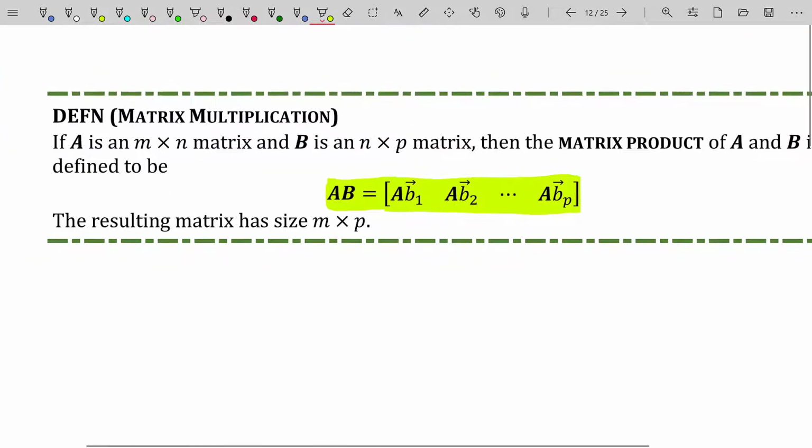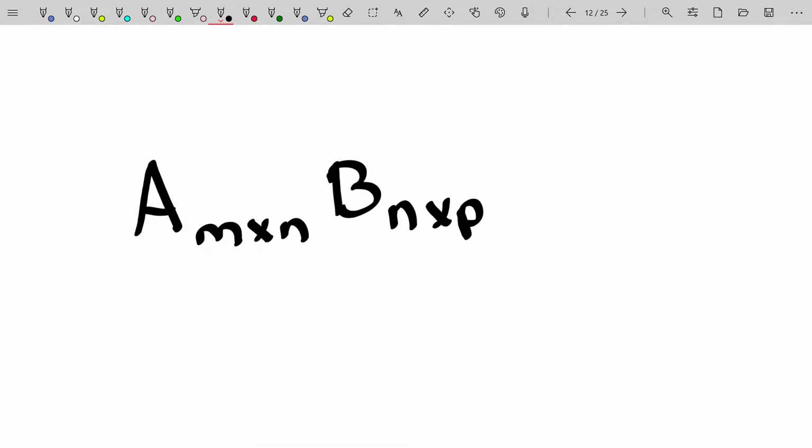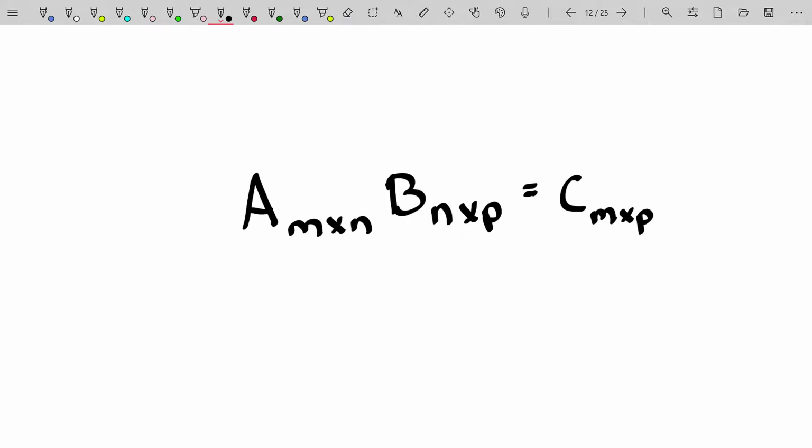And the resulting matrix is M by P. In other words, it's the outer dimensions of that product. Now, something you should see immediately from this definition: this matrix multiplication is well defined. The inner sizes match, and this will be some resulting matrix M by P. However, commutativity for matrix multiplication is not necessarily an existent property.